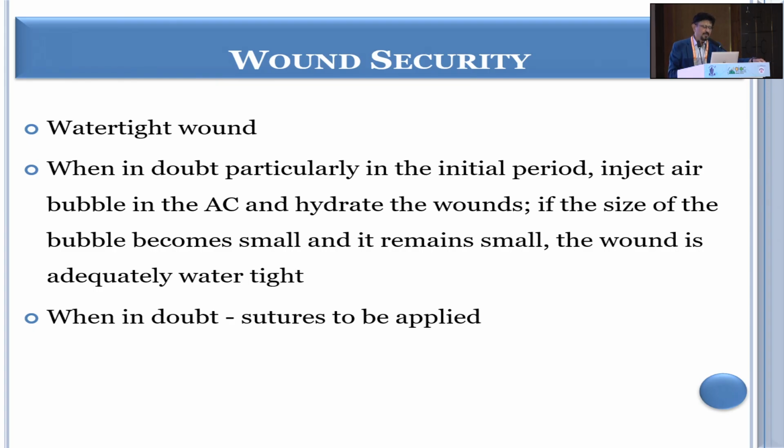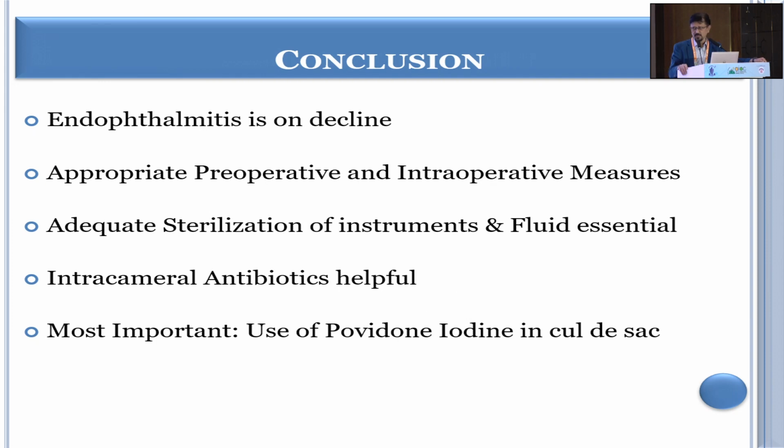And of course, in the end, wound security is very important, so we should have a watertight wound. And in case you see that there is any leaking wound, then don't hesitate to put a suture. So in conclusion, endophthalmitis definitely is on decline. Long time back, we used to know that it was 0.1%, then it reduced to 0.2%. Now it has come down to 0.07%, and it is all because of all the measures that we are taking. Of course, intracameral moxifloxacin is a very important step to prevent endophthalmitis. But the most important thing, once again, I would emphasize, is use of povidone iodine in the cul-de-sac before the surgery. That is again a very important step. So thank you very much for your patient listening.